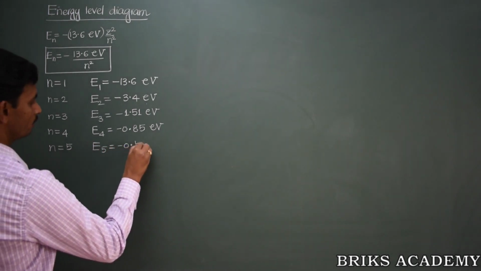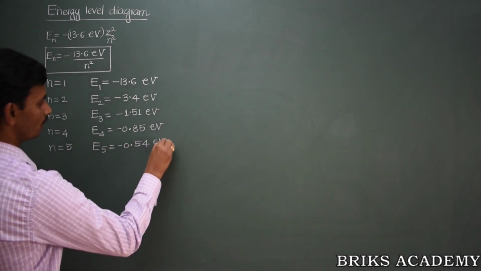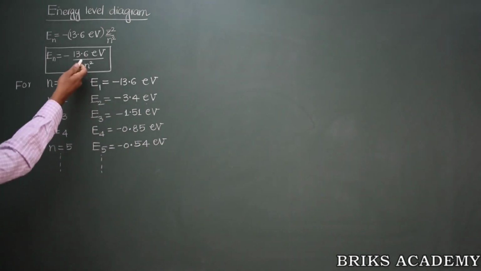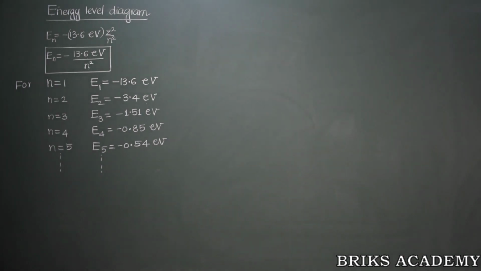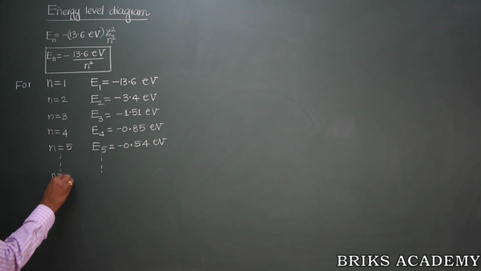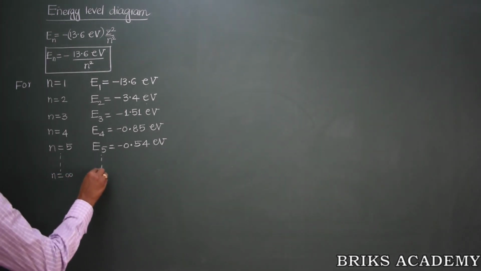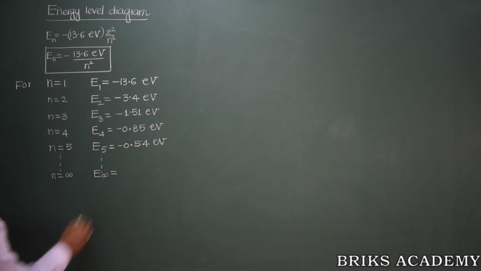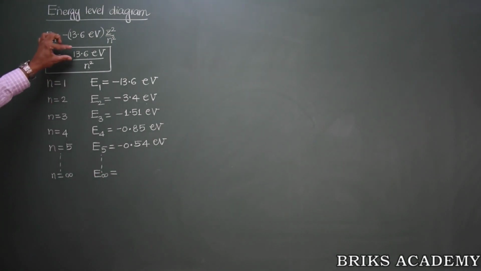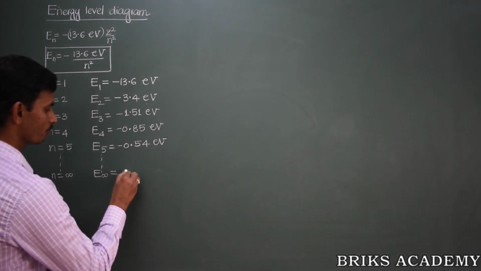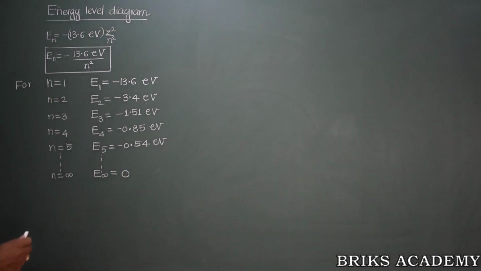Minus 0.54 electron volt and so on, this goes. So roughly you can take this value. Of course, since we have the expression, you can calculate the energy of the following energy levels. Similarly, if you go on increasing the orbit number, let's go to n equal to infinity. When the principal quantum number, the orbit number, becomes infinity, minus 13.6 electron volt divided by infinity, any number divided by infinity becomes 0, which means an infinite orbit should have 0 energy.